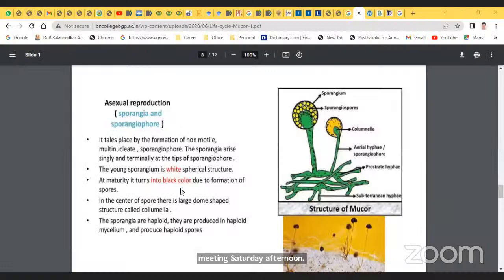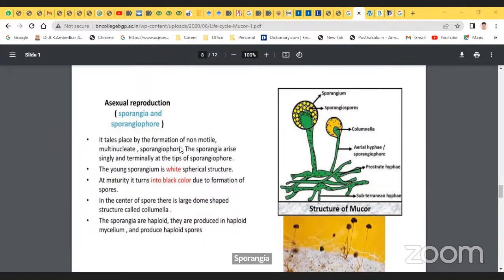Asexual reproduction. What are the reproductive organs in Mucor? Sporangium, spores, sporangiospores. Simply recognize asexual reproduction in Mucor: only these things are there: sporangiophore, sporangia, and sporangiospores.